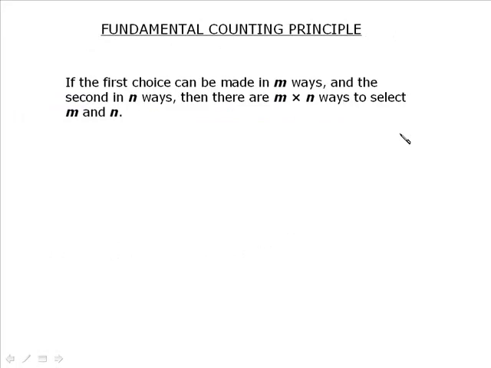And the fundamental counting principle goes like this. If the first choice can be made in m ways, and the second in n ways, then there are m times n ways to select m and n.